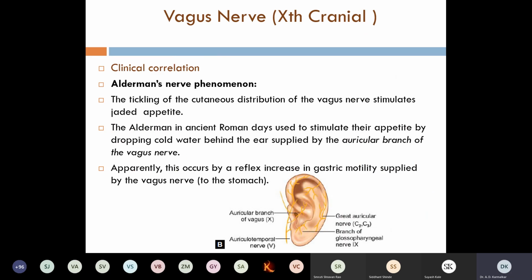The auricular branch of the vagus nerve is also called Alderman's nerve. Why? The aldermen in ancient Roman days used to stimulate their appetite. They used to put a cold water drop just behind the ear, or cotton in the ear. So it used to stimulate the appetite by increasing the motility of the stomach. That's why it is called Alderman's nerve phenomenon.